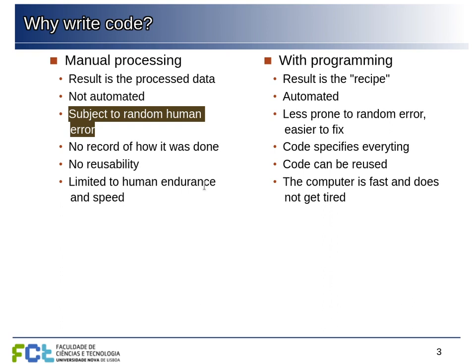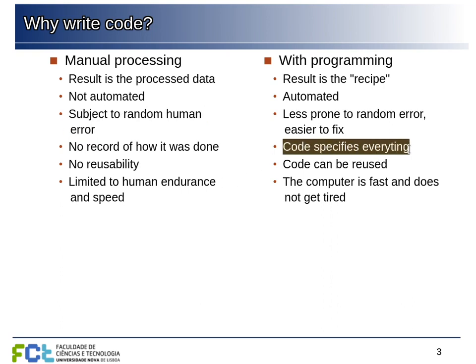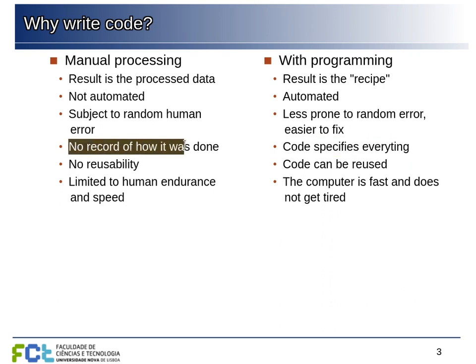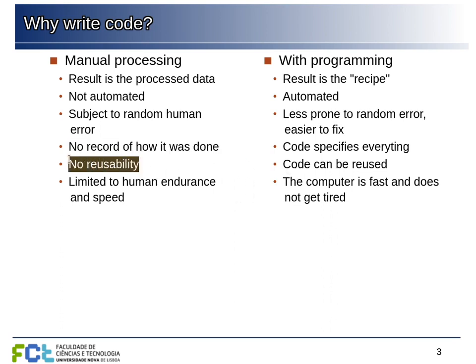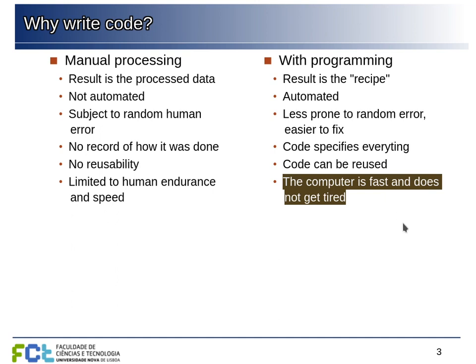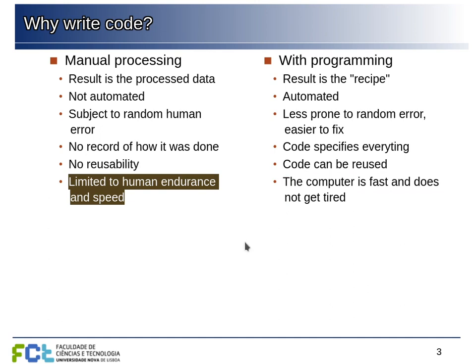Another important thing that we're going to take advantage of is that the code is actually a specification of everything in the procedure. Whereas if you have a human executing some procedure, unless they take special care into recording all the details, you probably end up with no record of how things were done. You just get the result and you don't know what happened. Code also has an advantage that it can be reused, unlike manual work, because you just have to do everything again. And of course, a computer is not only much faster than humans for some tasks, it also does not get tired. So there are very strong limits to what you can get with human processing that you can overcome with automation and programming.